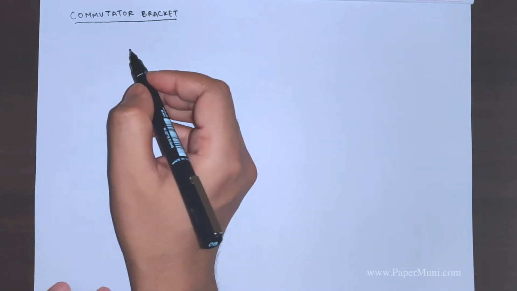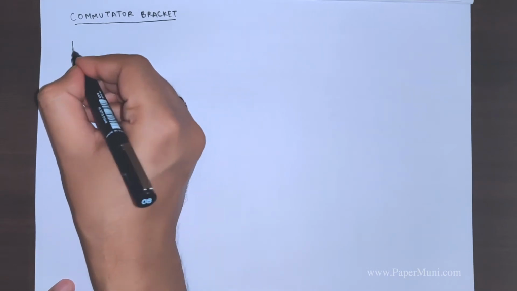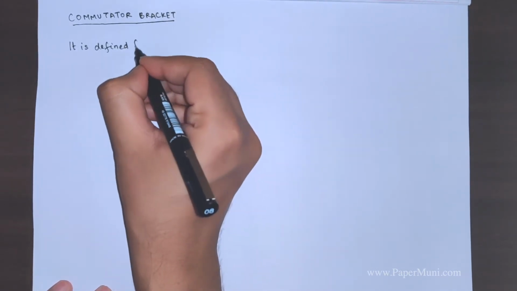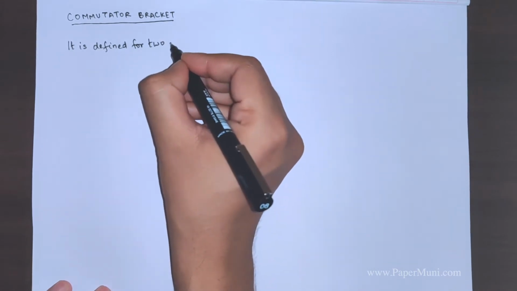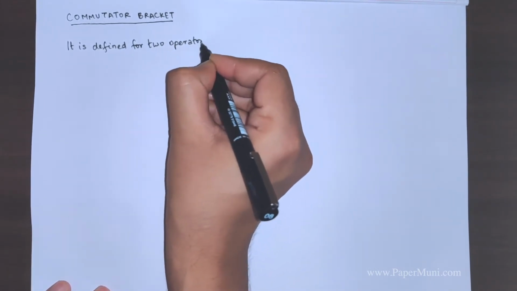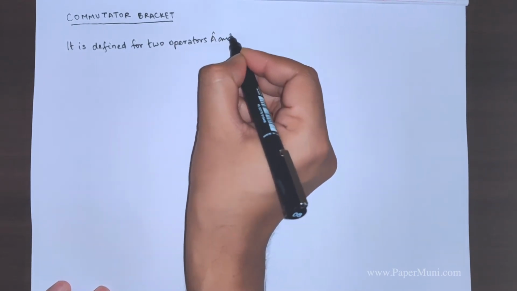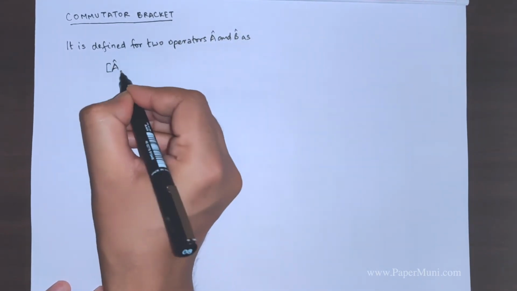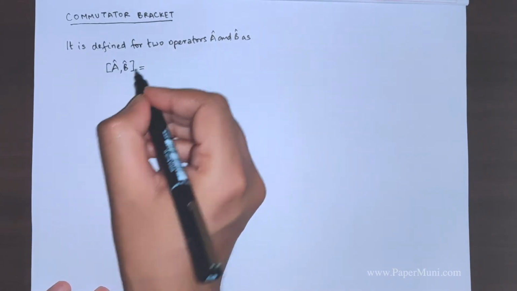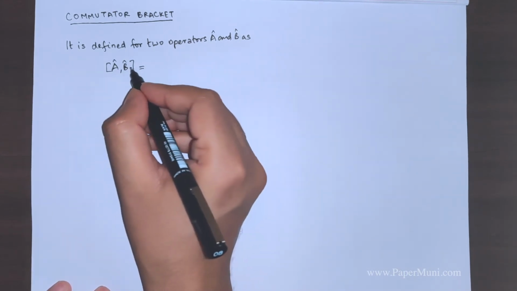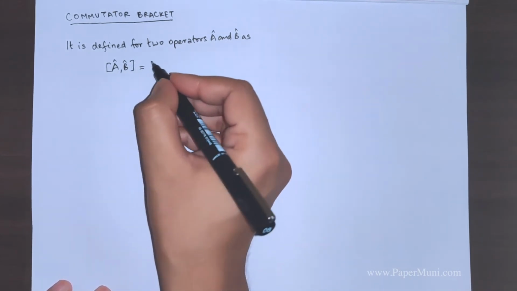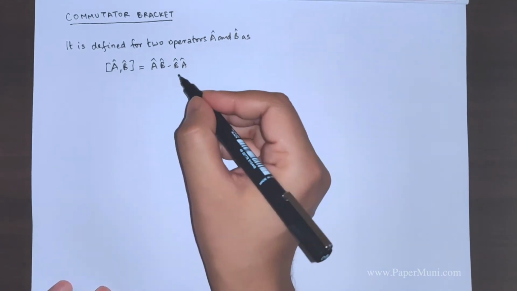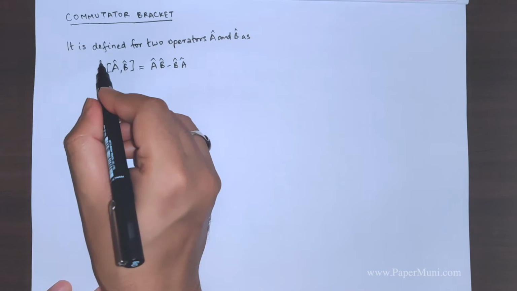So the commutator bracket is defined for two operators A and B as follows. A comma B is defined, this is the commutator bracket. It's a square bracket which we use to represent the commutator bracket. So this is defined as A cap B cap minus B cap A cap. Now this is the definition. All right, this is how it's defined. So you should remember this commutator bracket.